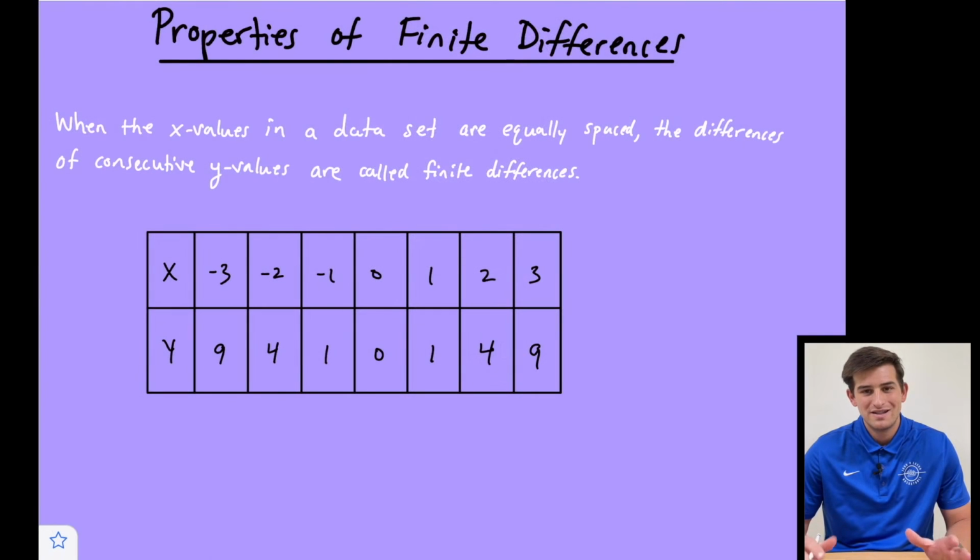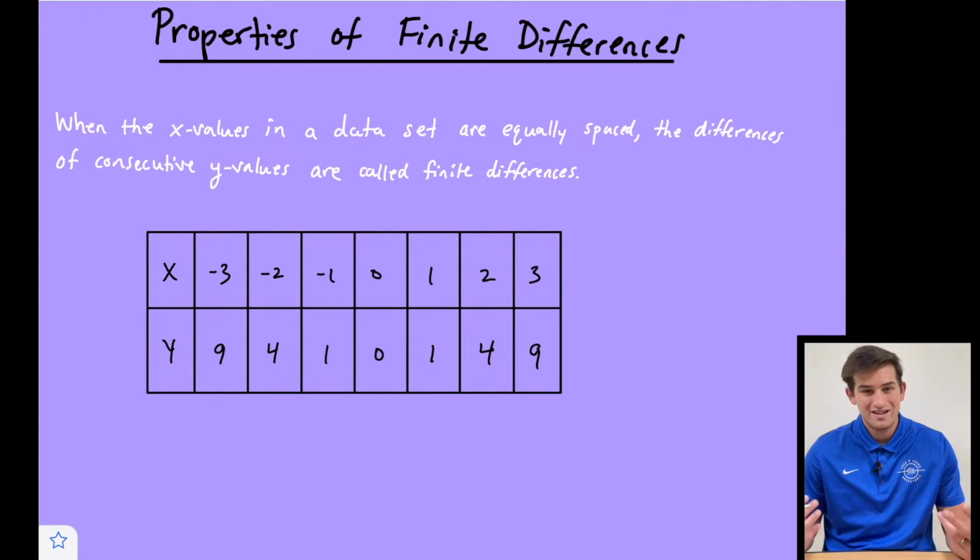The properties of finite differences. What we're talking about here is when the x values in a data set are equally spaced, the differences of consecutive y values are called finite differences. So if we look at this table right here, we take a look at our x values, -3, -2, -1, 0, 1, 2, and 3, and we see that those are equally spaced. They're increasing by 1.